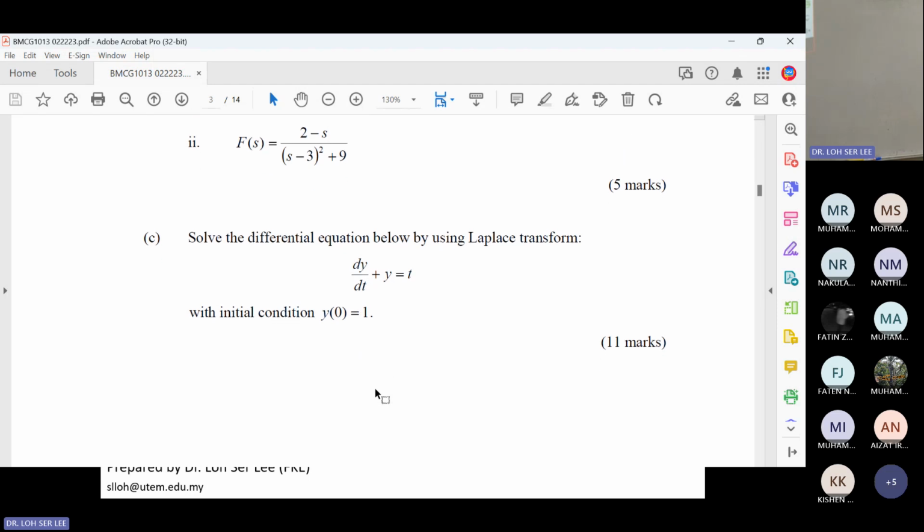Solve the differential equation below by using Laplace transform. This one is simple, right? 7 marks.